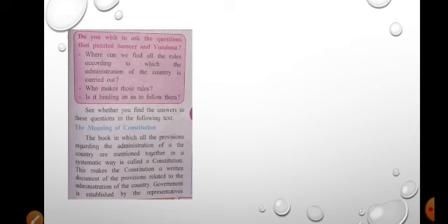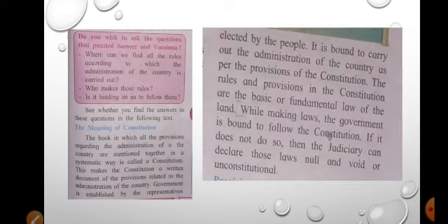Government is established by the representatives elected by the people. It is born to carry out the administration of the country as per the provisions of the constitution. The rules and provisions in the constitution are the basic or fundamental law of the land. While making law, the government is bound to follow the constitution. If it does not do so, then the judiciary can declare those laws null and void or unconstitutional.